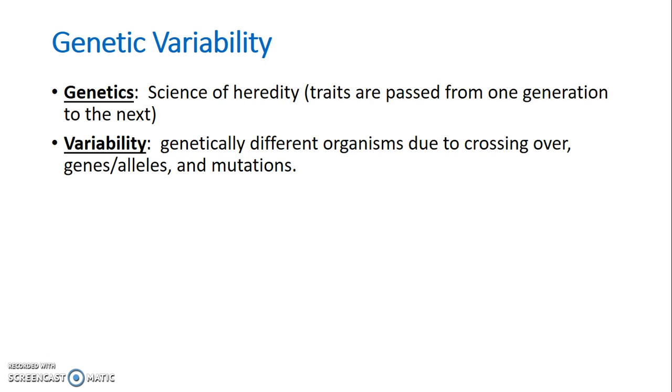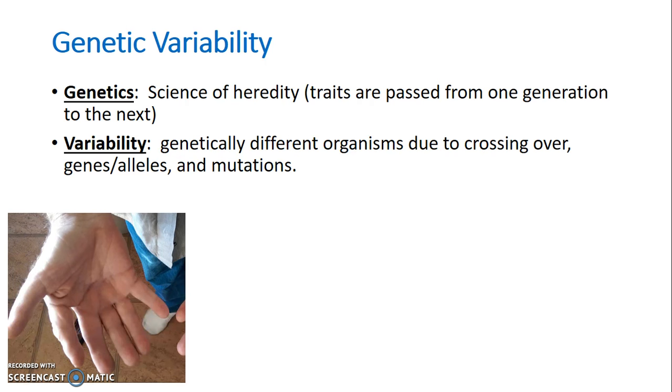To give you some examples of genetic variability, here's a man who has 6 fingers. If you look closely at this picture and count those, he actually has 6 fingers. And 6 fingers is actually a dominant trait, so he had to have gotten that trait from one of his parents who also had 6 fingers.